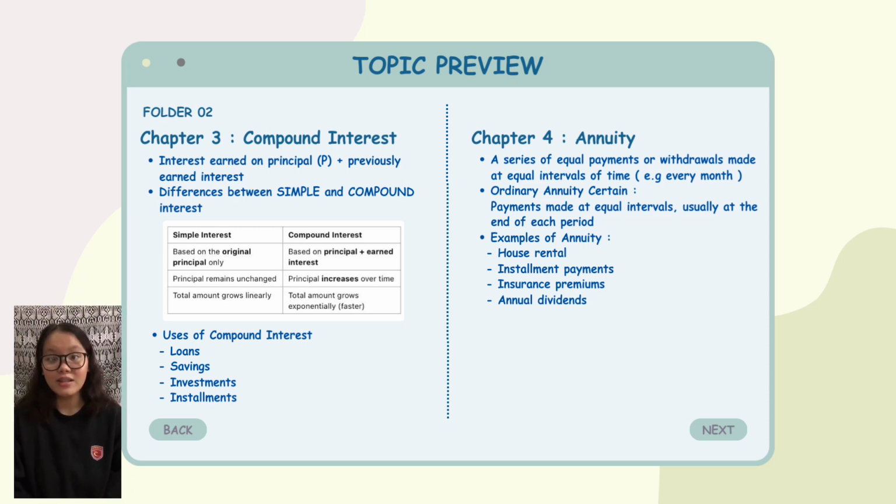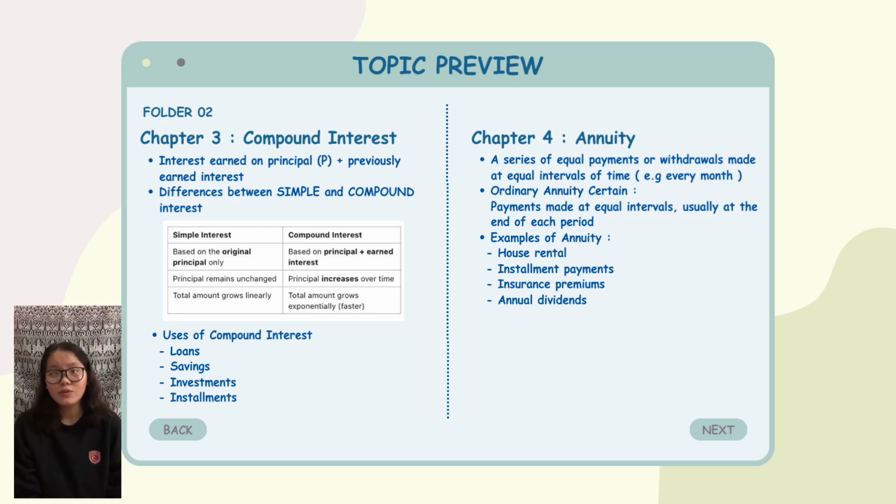For the second difference, for simple interest, the interest remains unchanged, while for compound interest, the interest increases over time. For the last difference, for simple interest, the total amount grows linearly, while for compound interest, the total amount grows exponentially, which is much faster.